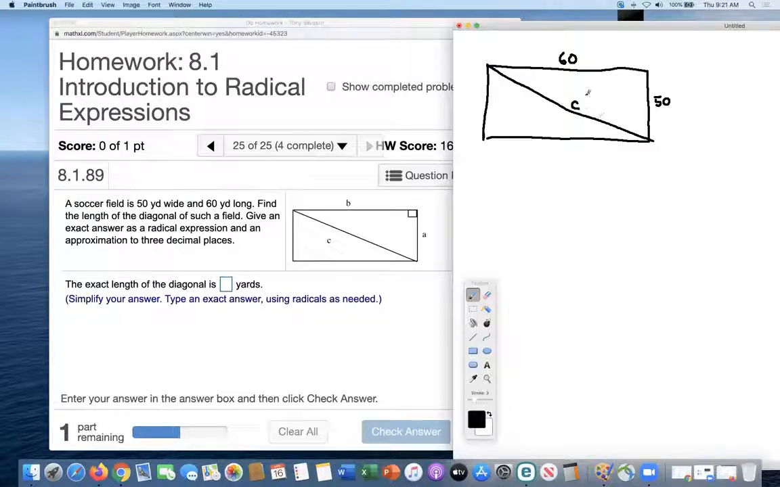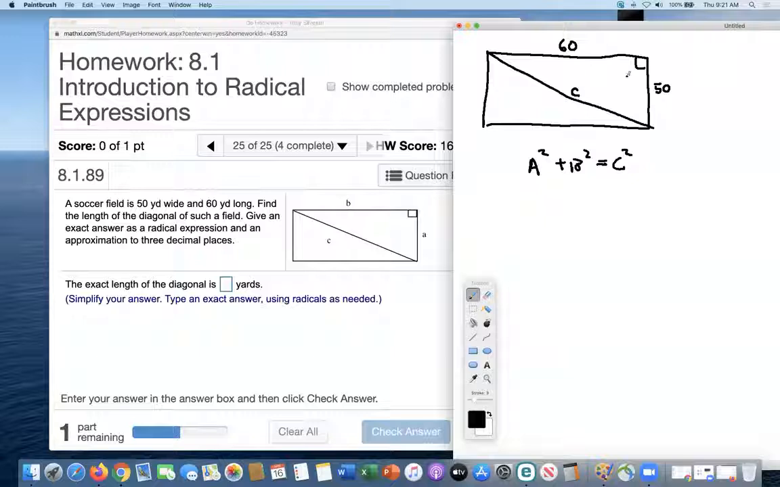How are you supposed to do it? You remember that Pythagorean theorem? Sure you do. A squared plus B squared. These are the legs of the right angle. Here's your right angle. So A squared plus B squared equals C squared. That's your starting point. You got to have a starting point. And so what you're going to do is substitute the legs. These are the legs, 60 squared plus 50 squared equals C squared.